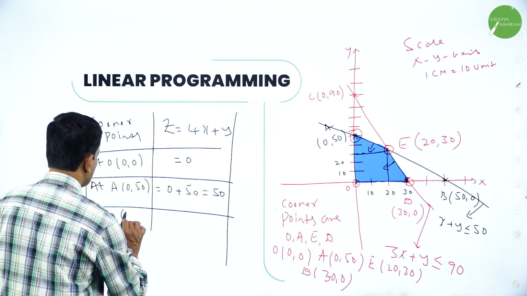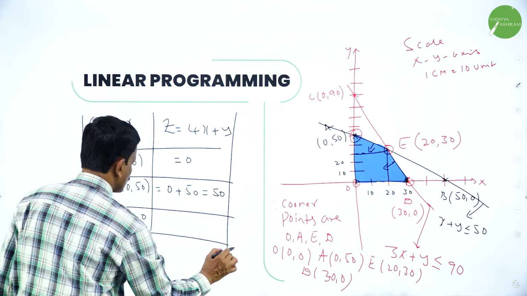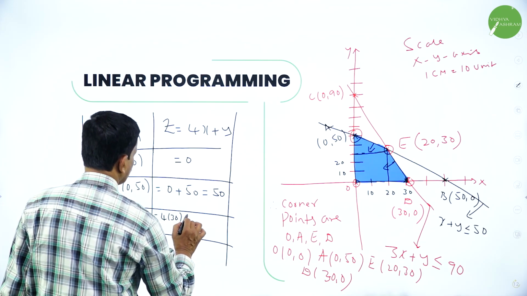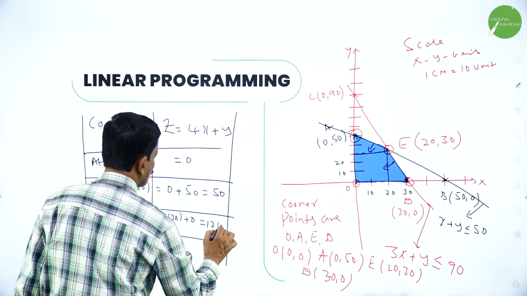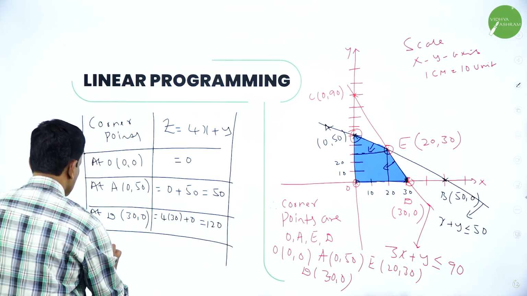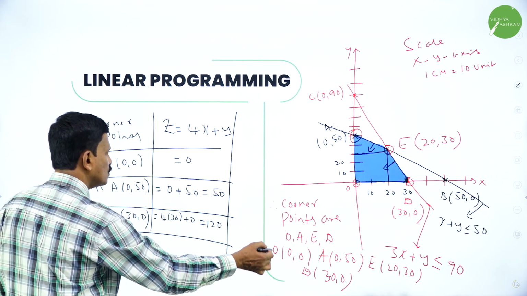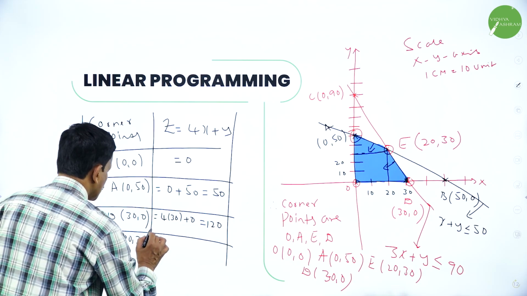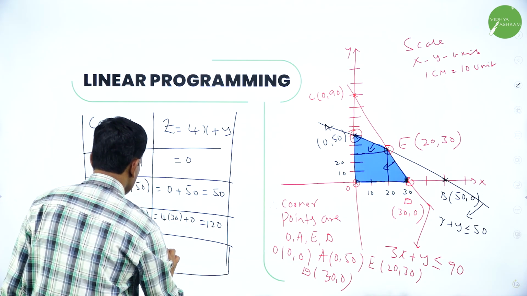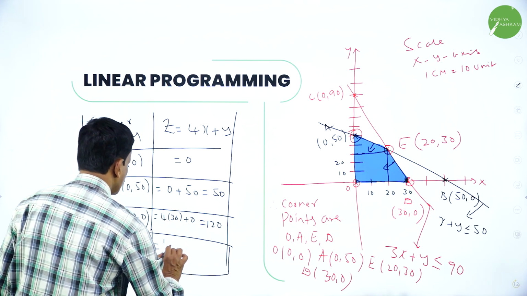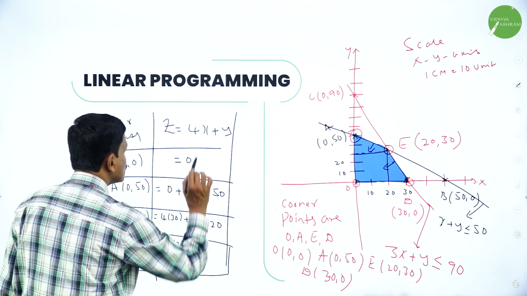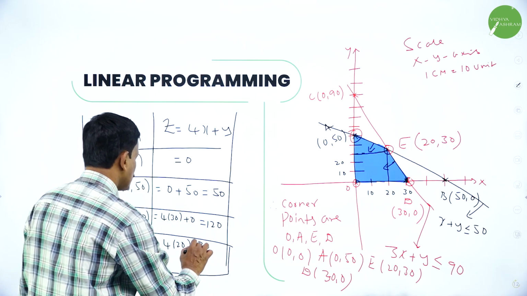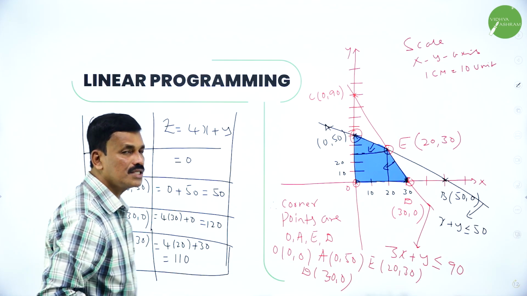Again, at another point, take D. What is D? D is equal to (30, 0). At (30, 0), 4 into 30 plus 0 is equal to 120. And the last point, E. What is E? E is what we have, (20, 30). So Z is 4 into 20 plus y, which is 30. 4 into 20 is 80, and 80 plus 30 is 110. So, these are the values.